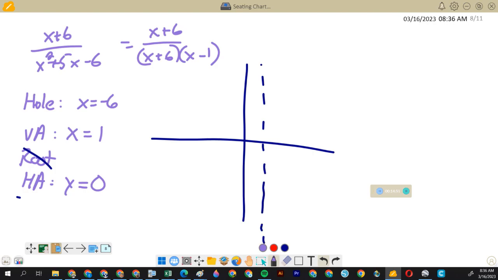And I need to know, is it this graph and this graph, or is it this graph and that graph? Well, I just need to plug in a number. 0 is the easiest case. Am I allowed to plug in 0 here? Yes, because it's not a VA and it's not a hole. So I plug in 0, and I get a negative number. So the graph at 0 is a negative number, which means it has to look like this. But I forgot something, the hole. So over at -6, I draw a hole.